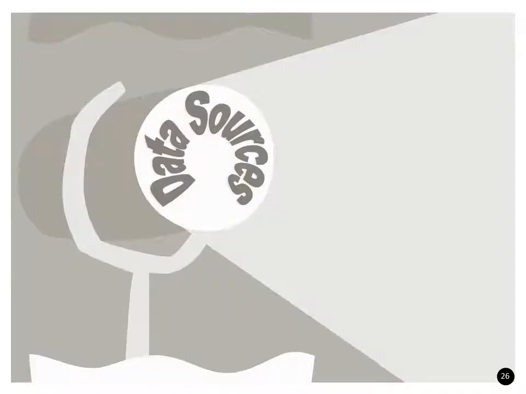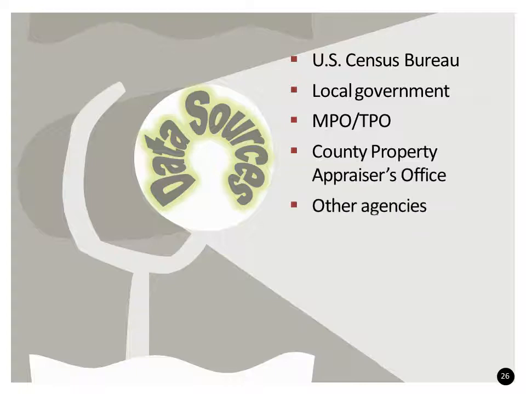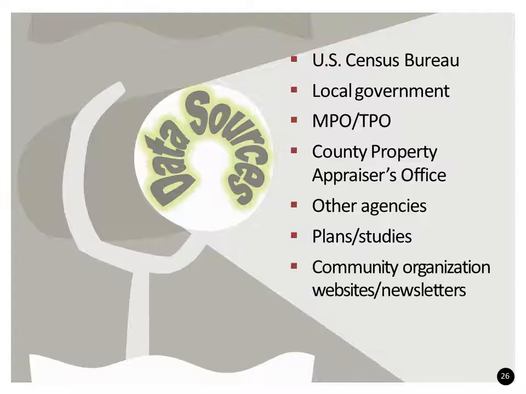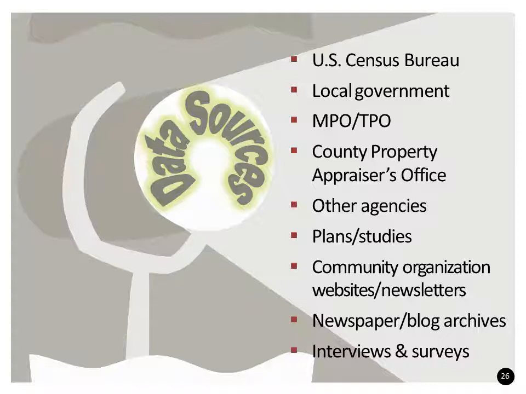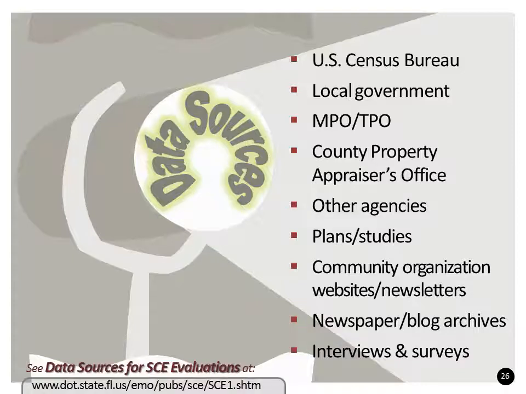We look to multiple sources for details about the study area community, including the U.S. Census Bureau for demographic data, government agencies such as local government, transportation planning organizations, and the county property appraiser's office, past plans or studies that describe the community and possibly its history and goals, community organization websites and newsletters, and also local newspaper and blog archives that may indicate local demographics and values, as well as past or present efforts to collect community opinions about the study area. You can find a listing of data sources by SCE issue on the department's website.